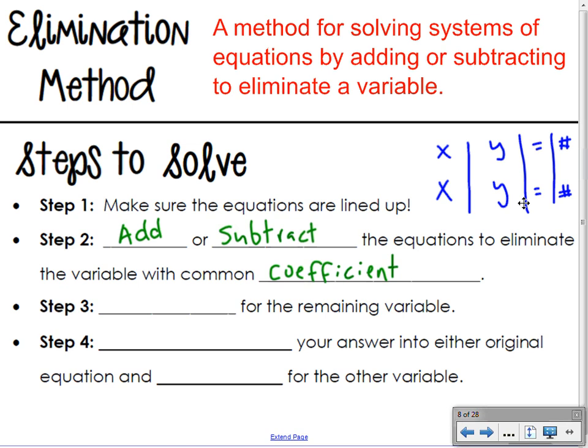Once we add or subtract these two equations, we're going to be left with an equation, and we're going to solve that equation for the variable that's left, and then we're going to plug what that variable is equal to back into one of the original equations and solve for the other one. So let's see what that looks like.